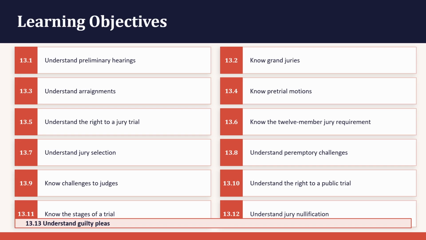Objective 13.9 covers judicial recusal. Objective 13.10 covers the right to a public trial. Objective 13.11 walks through the stages of the trial. Objective 13.12 covers jury nullification, and Objective 13.13 covers guilty pleas and plea bargaining.